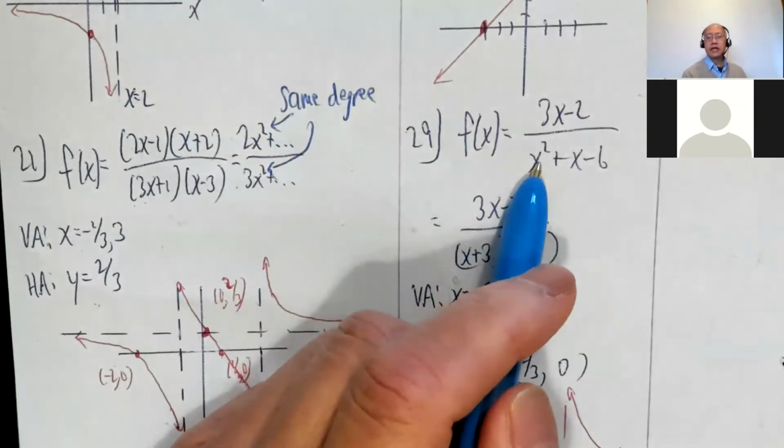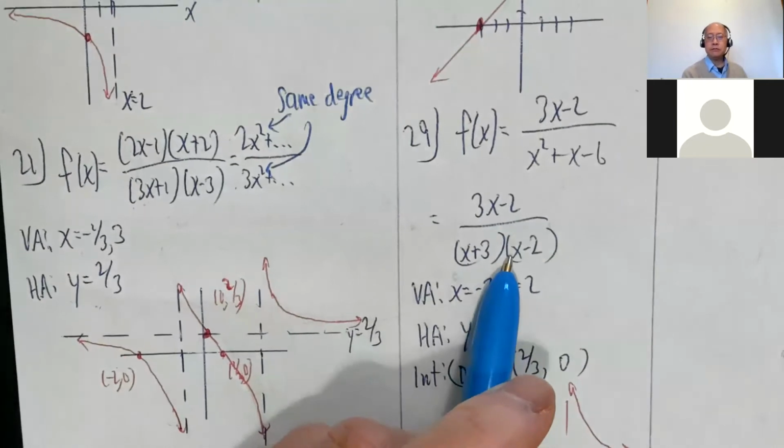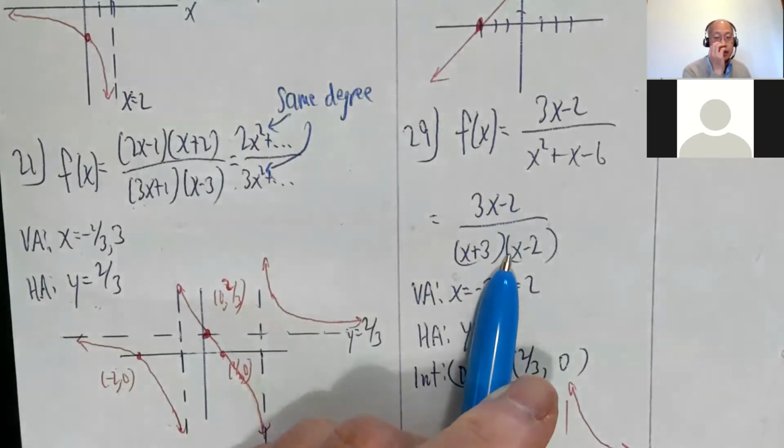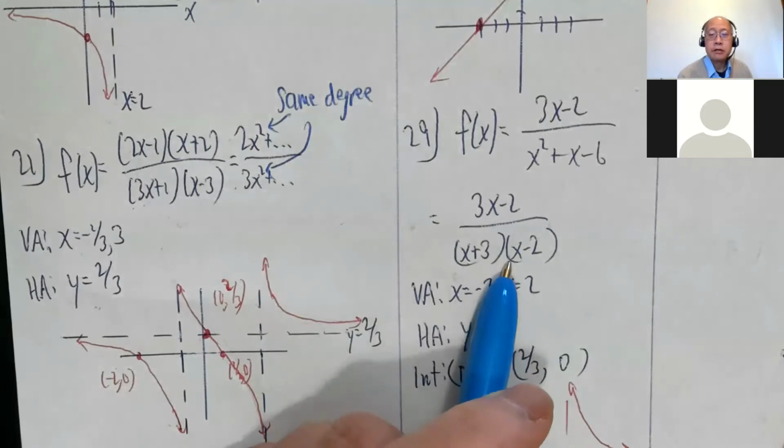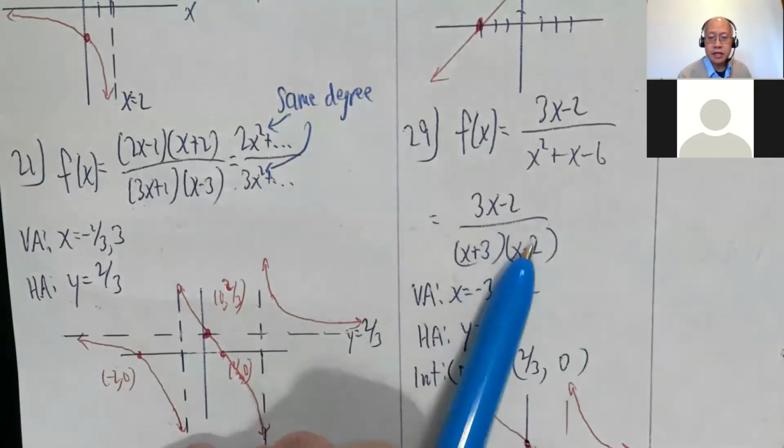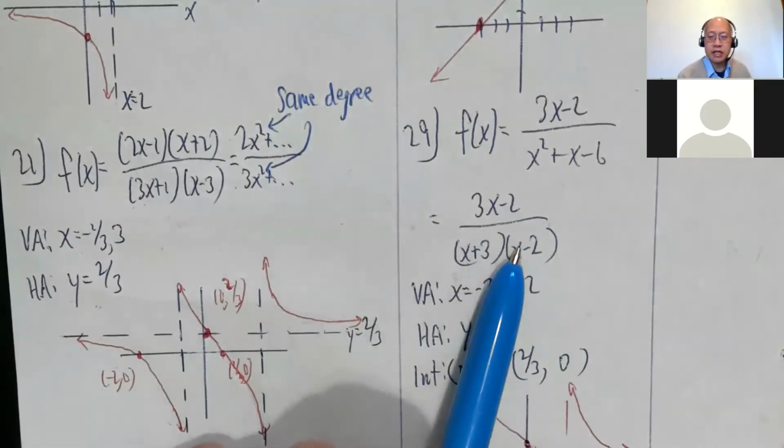Can we factor the bottom? Sure. x plus 3, x minus 2. Can I cancel anything on top? No, we cannot. These don't cancel. 3x minus 2 isn't going to cancel x minus 2.